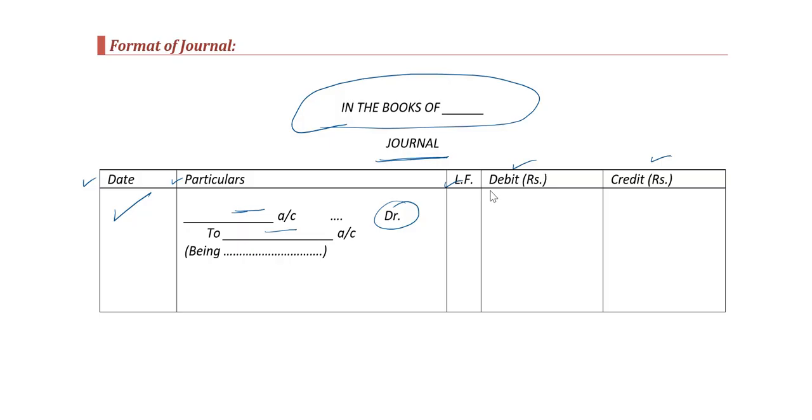In the LF column, we need to write the page number of the ledger in which the account which is debited is posted and the account which is credited is posted. Under the debit column, we need to write the amount which has to be debited, and in the credit column, we need to write the amount which has to be credited. So this is the format of journal.